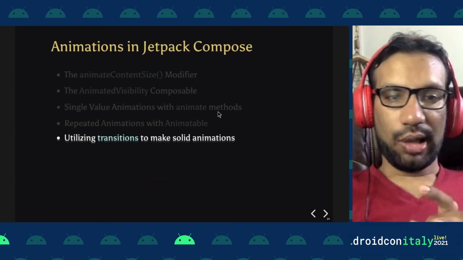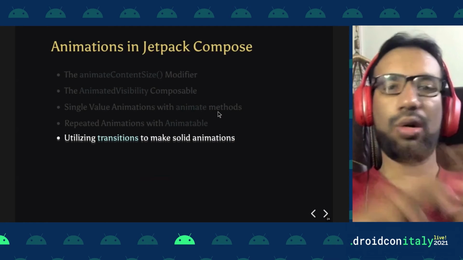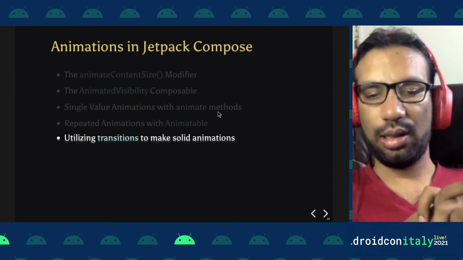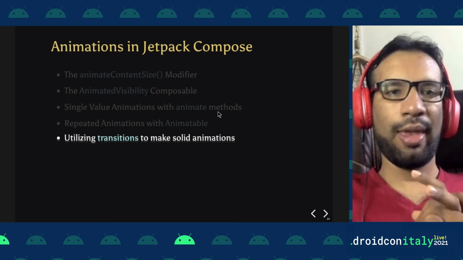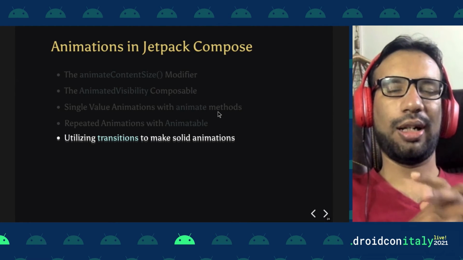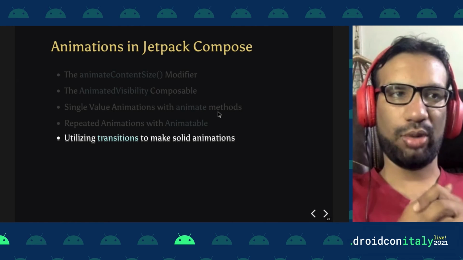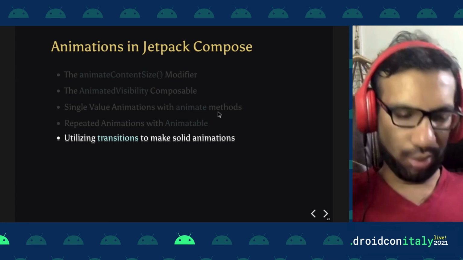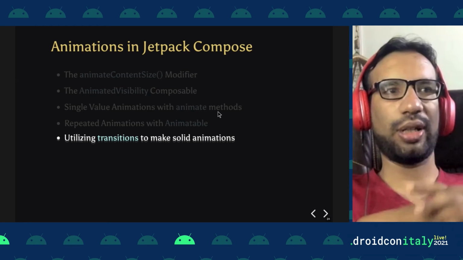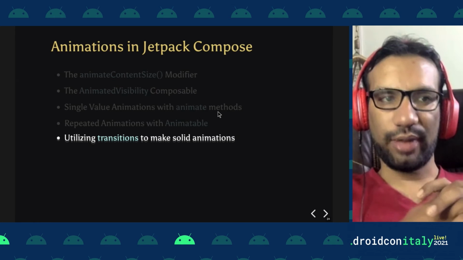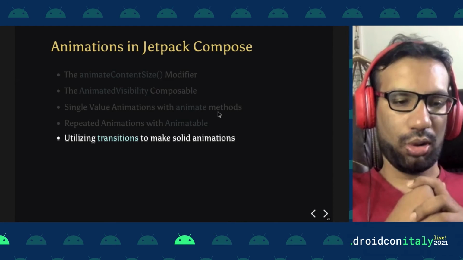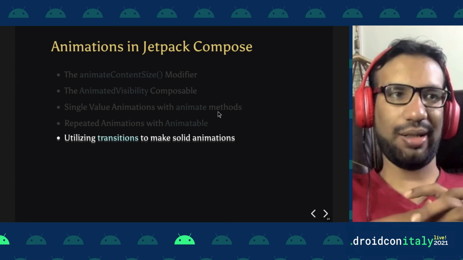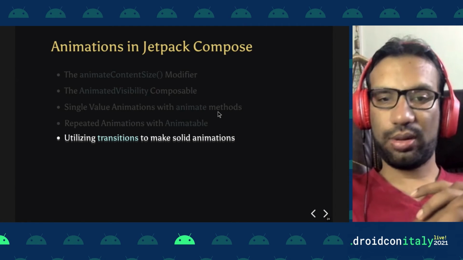Now we understood how different kinds of animations work, but so far we have mostly observed animations on one or two specific composables. But what if I want to create more complex animations with more composables involved? What if I want to create a very heavy kind of animation where I have to choreograph or orchestrate a lot of composables based on my need? For that we use transitions.